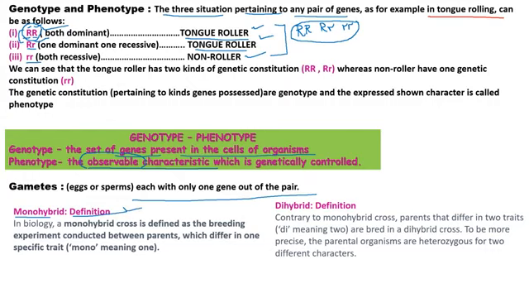Now, because Mendel did the monohybrid cross, you should know what monohybrid is. Mono means single. A monohybrid cross is defined as a breeding experiment conducted between parents which differ in one specific trait. Suppose you take the trait tall and short. I have taken only one trait, tall and short. So this is called a monohybrid cross. I take one trait from each parent and cross the gametes, and this is known as a monohybrid cross.